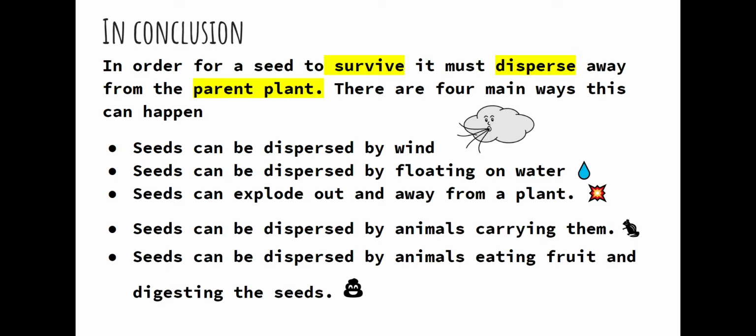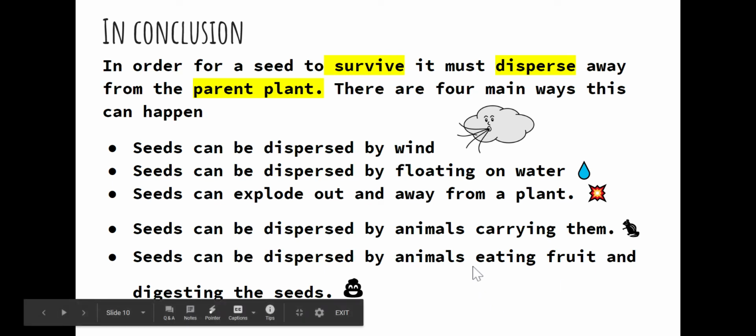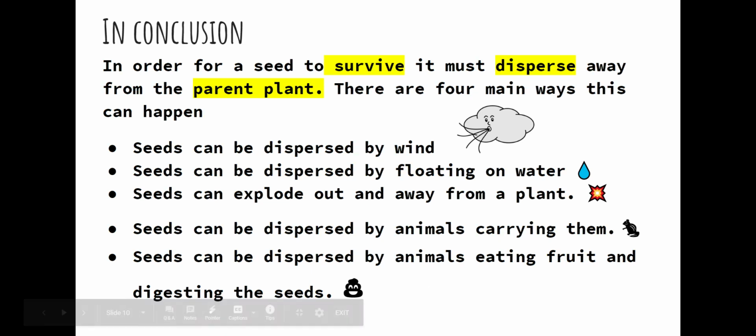So, to conclude, in order for a seed to survive, it must disperse away from the parent plant. There are 4 main ways this can happen. Seeds can be dispersed by wind. Seeds can be dispersed by floating on water. Seeds can explode out and away from a plant. Animals can disperse seeds two different ways. They can disperse them by carrying them, and they can disperse them by eating fruit and digesting the seeds.